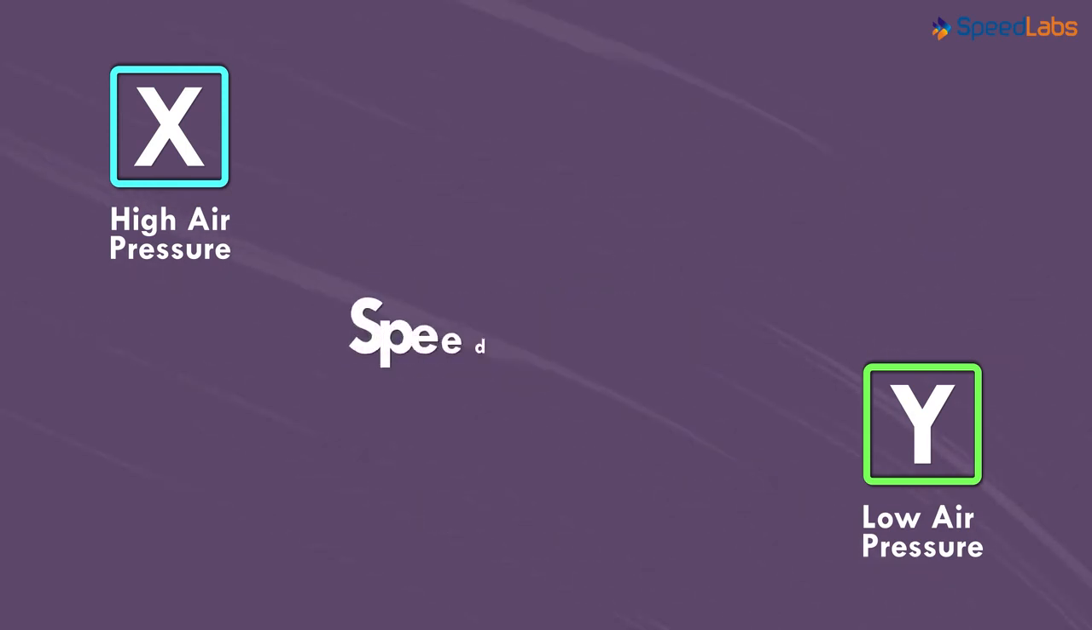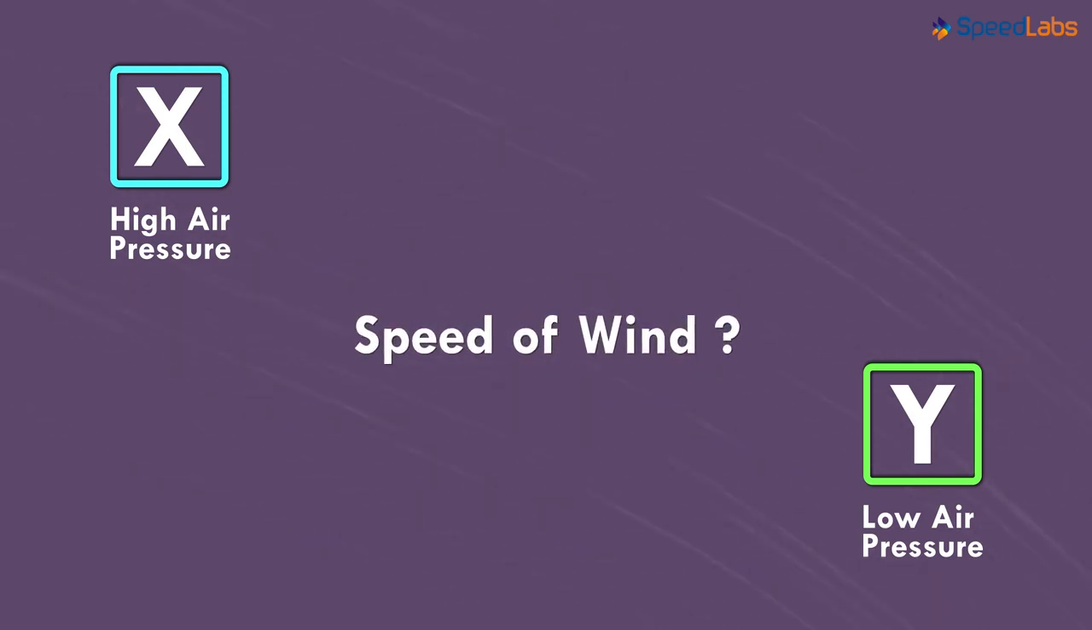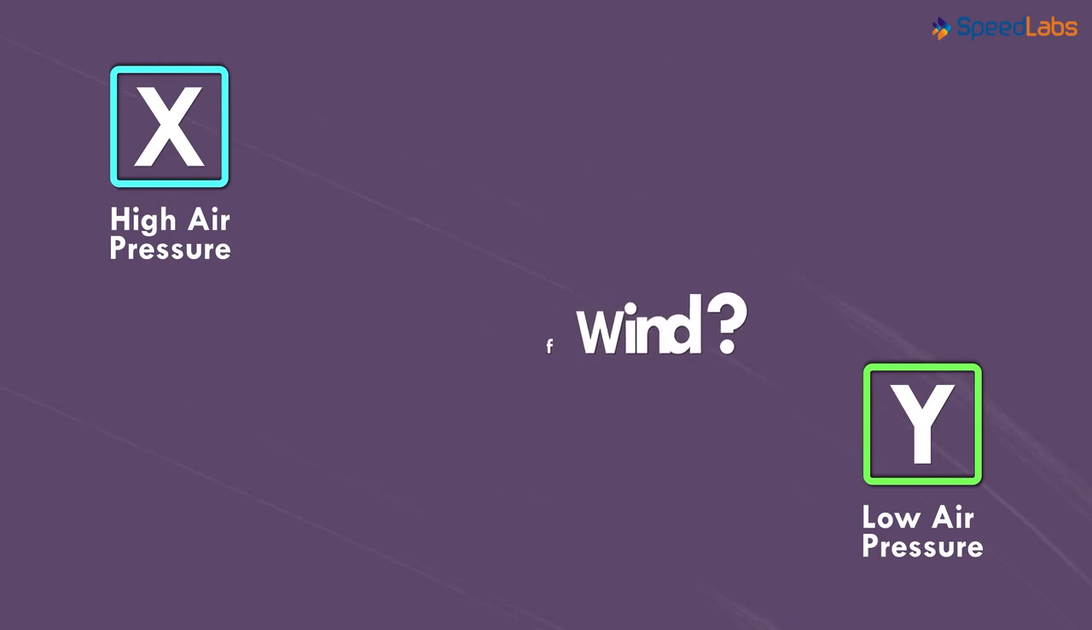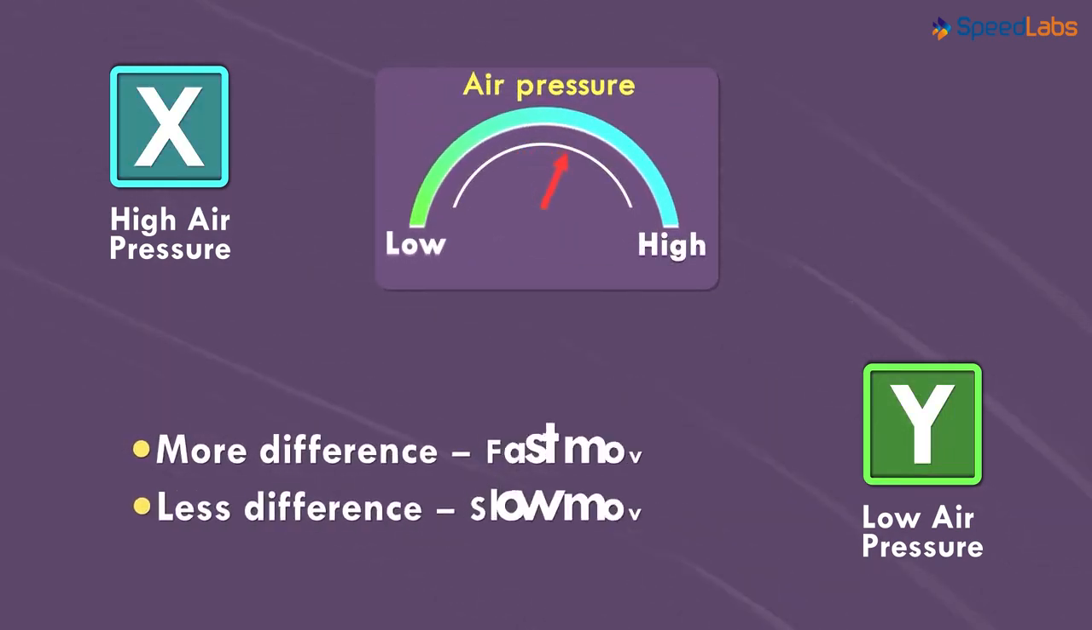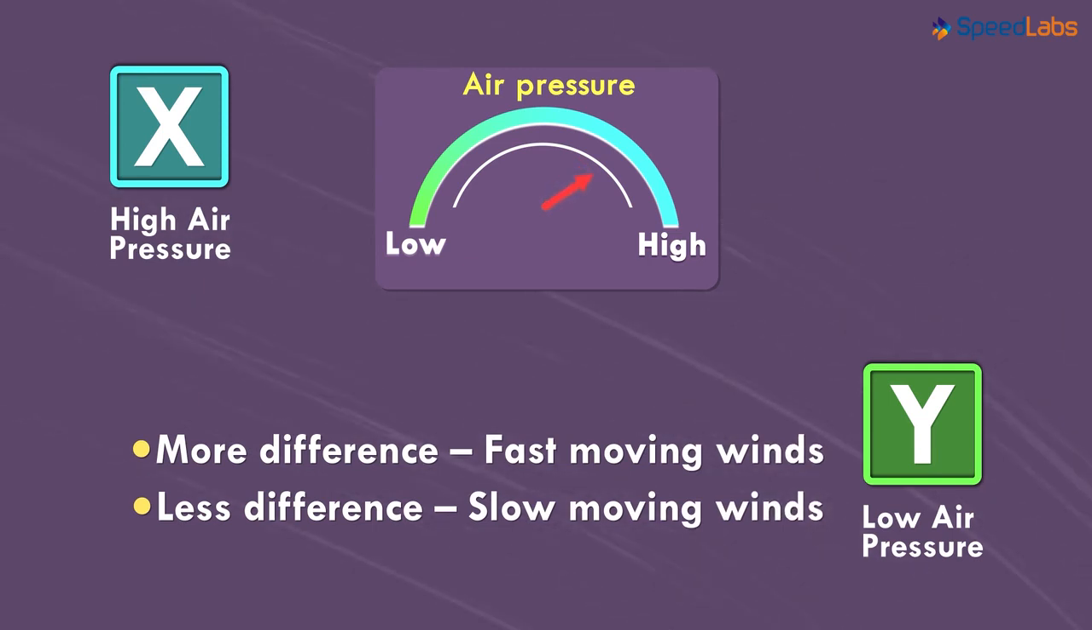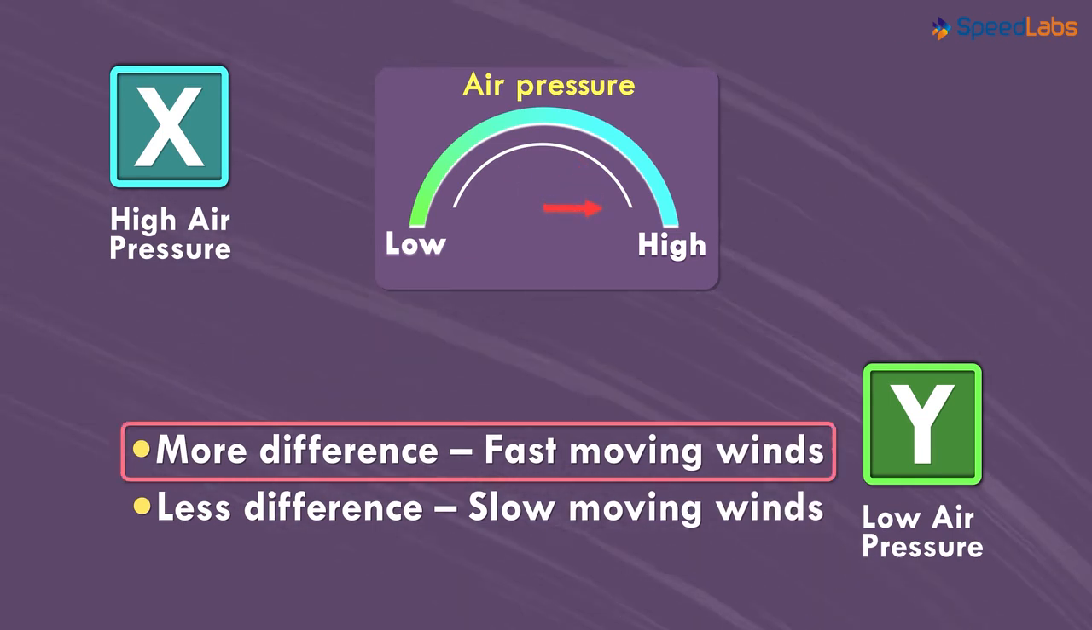But how does the speed of the wind increase or decrease? The answer is simple. If the difference in air pressure is more between the two regions, the air will move faster. The greater the difference, the faster the air moves.